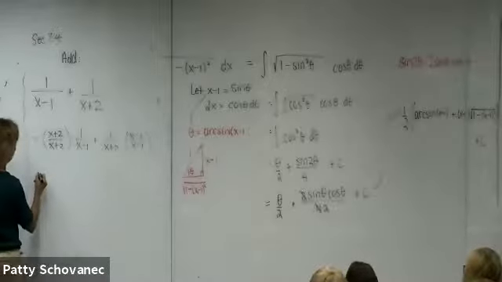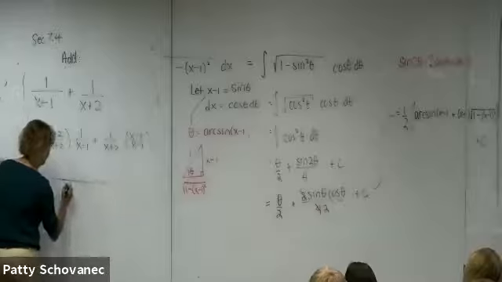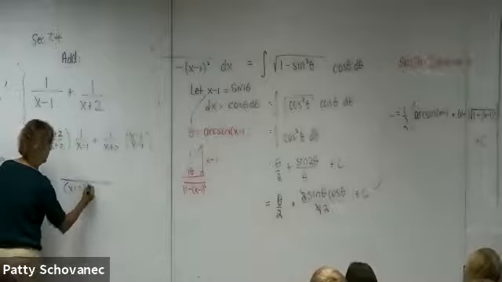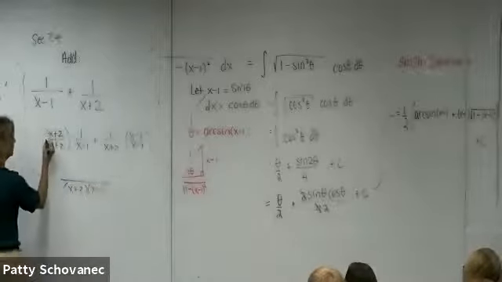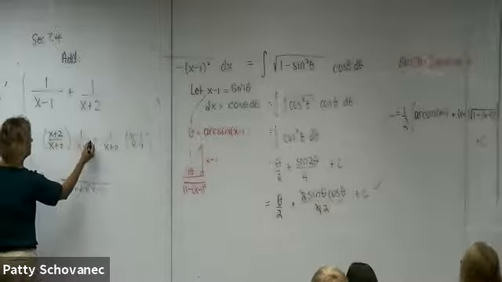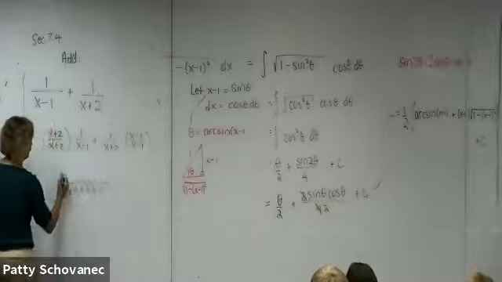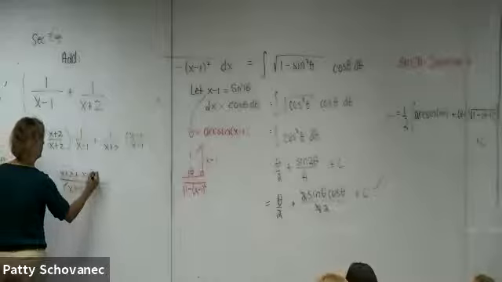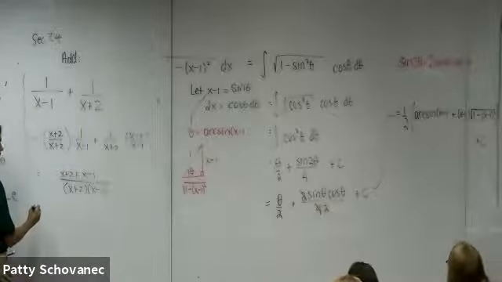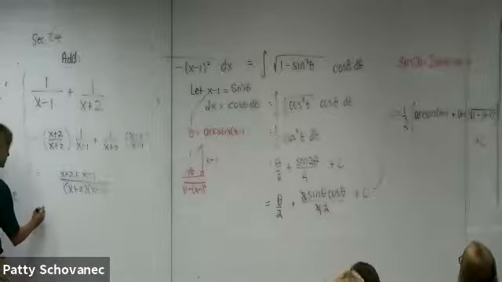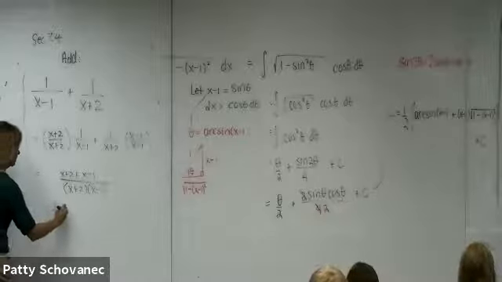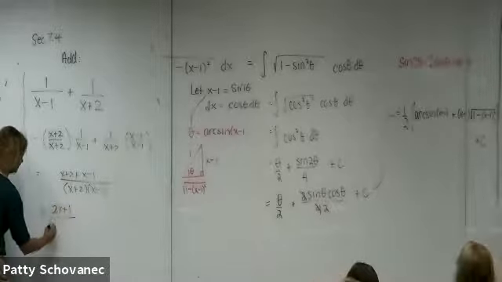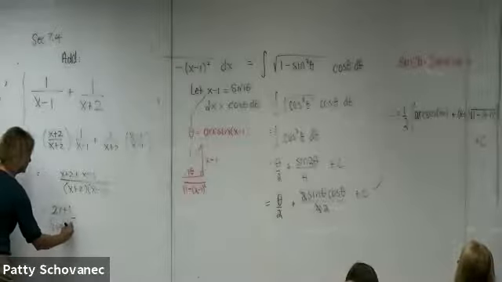So now they have the common denominator. I can write the common denominator down here. And then the numerators will simplify to x plus 2 plus x minus 1. So my numerator simplified to 2x plus 1 divided by (x plus 2)(x minus 1).